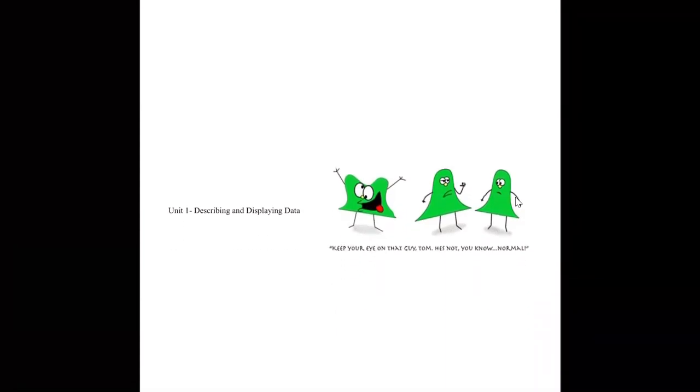Record on this computer. So we're starting in Unit 1, obviously, describing and displaying data. All right. So, funny cartoon aside, it gets the idea because we're talking about two normal distributions, whatever those are, and then one that's not the normal curve. It's because it's a different sort of shape, right?